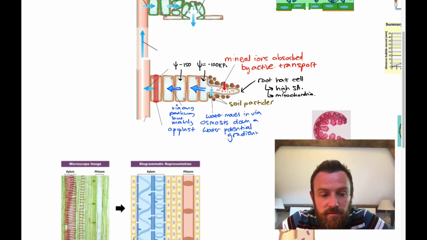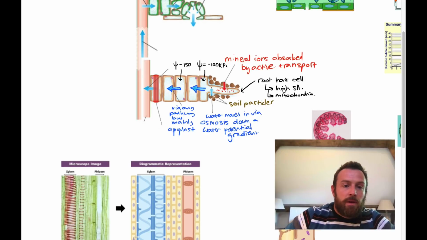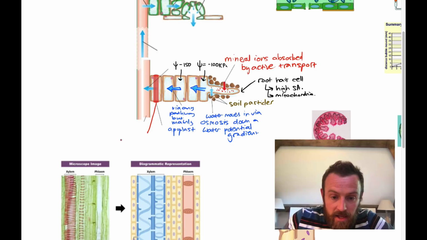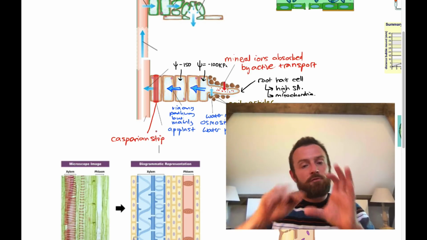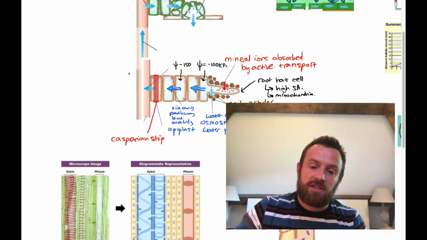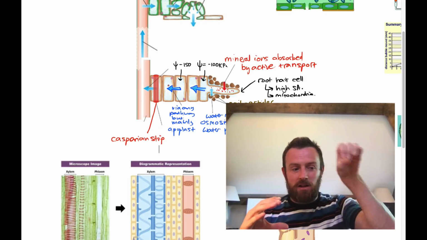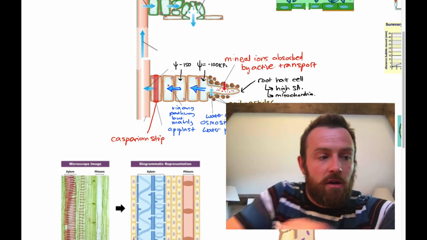Now that all works fine until it reaches this special layer of cells which has something called the Casparian strip. So this here, I'm going to label it down here, is the Casparian strip. So this is a ring around every single cell. So imagine this cell here is a 3-dimensional kind of block, but there is a ring around that cell. I need a prop here. I'm going to use my hard drive.